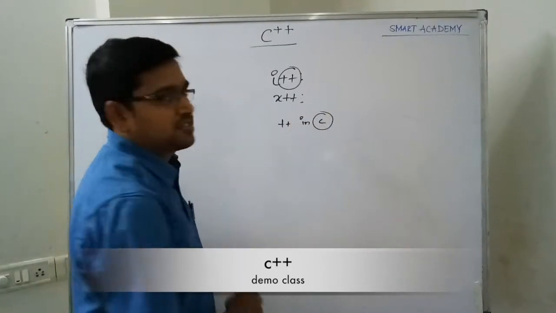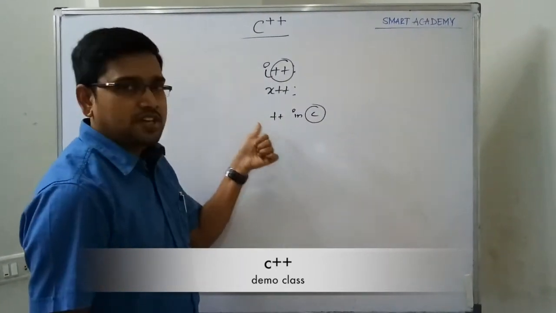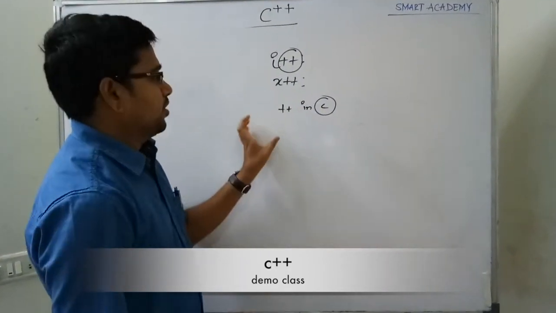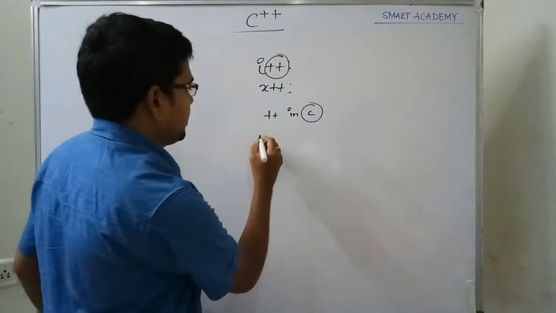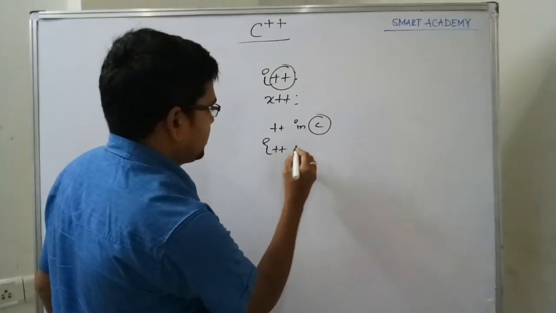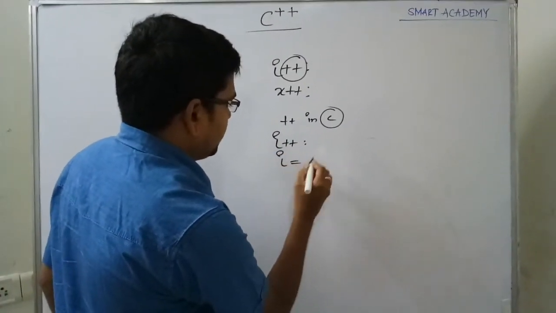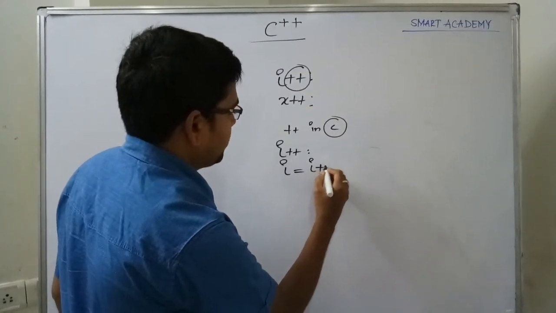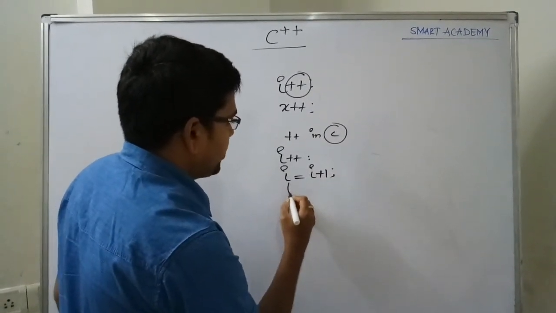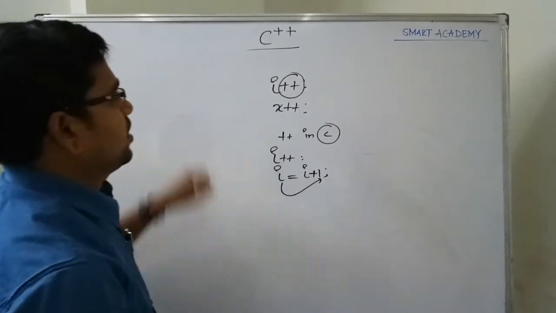So what is the purpose of plus plus? Plus plus will increment the particular number and it will advance to the next level. I mean to say, if I say I plus plus, the internal meaning of I plus plus is I is equal to I plus 1. So I will be incremented to the next level.